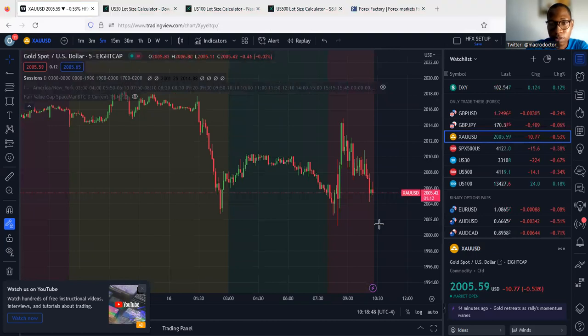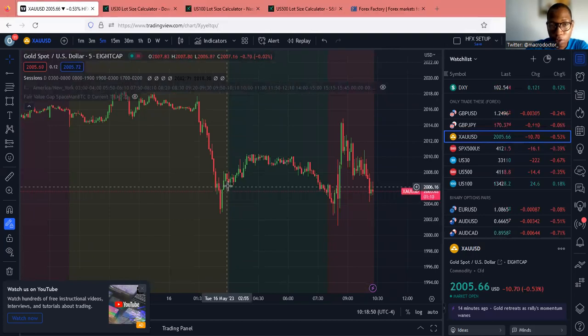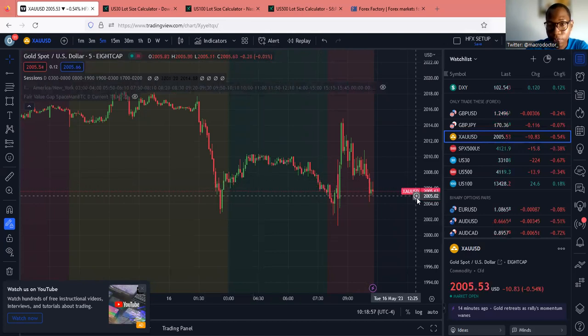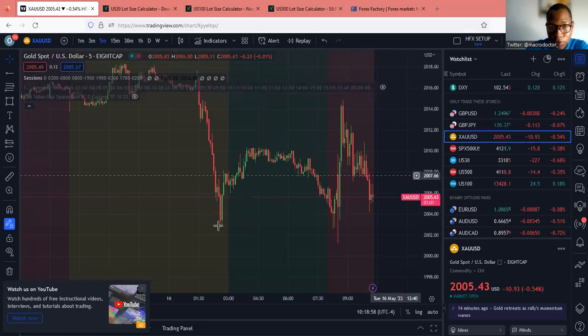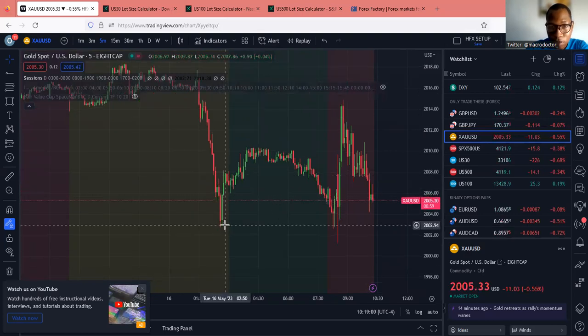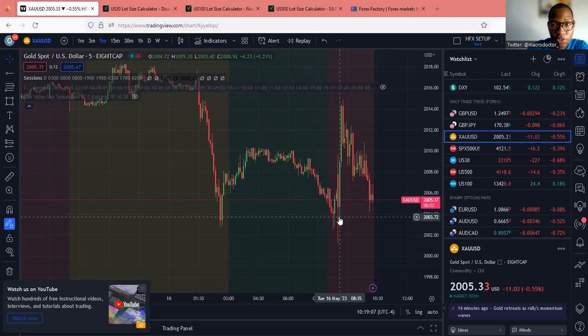Right. So this was my Asian London session here. You can see from 3 to 8. Okay, so what do I wait for price to do? I waited for price to clear out this low right here, which it did, but this was news, so I didn't want to enter that trade.